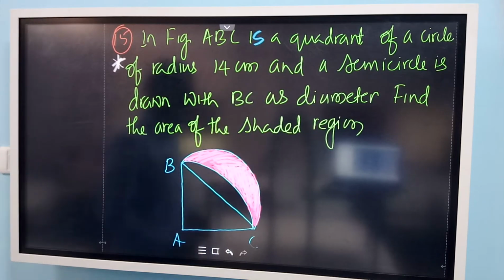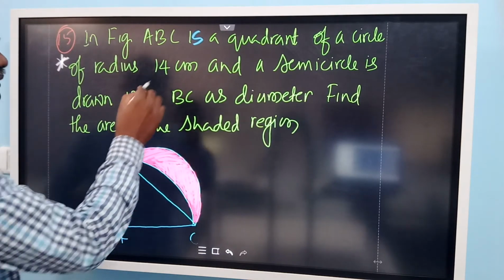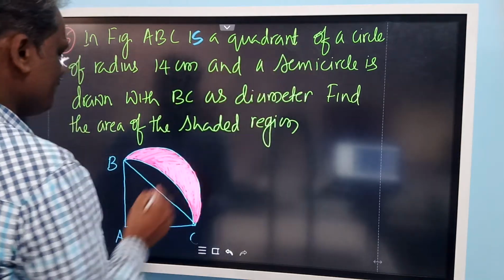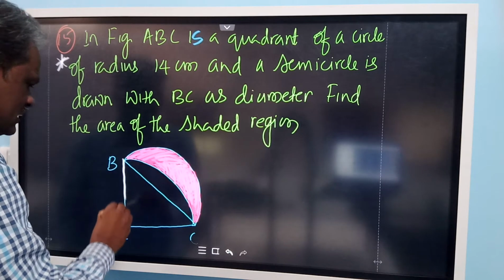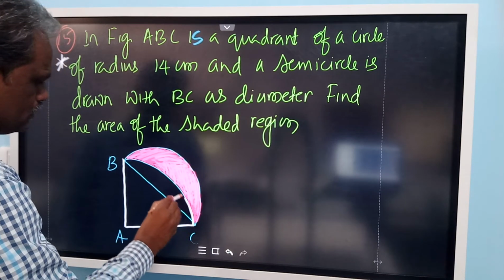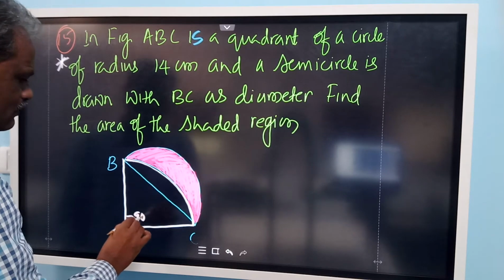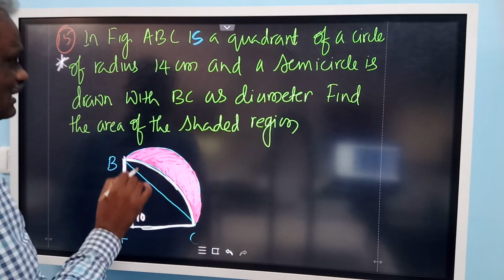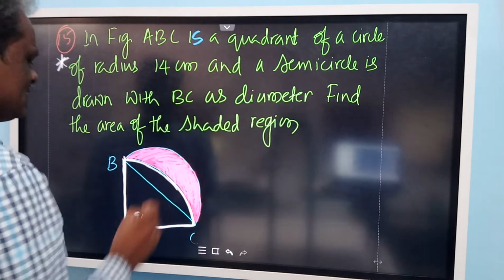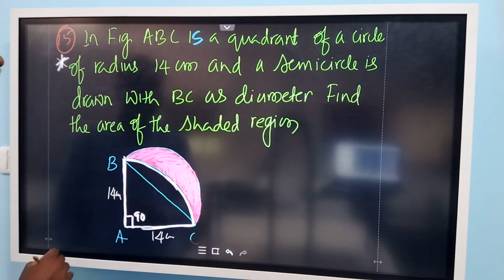Read this, you have to tell me how to do this now. In the given figure, ABC is a quadrant of a circle. Which one? This portion. This is a quadrant of a circle. That means this angle is 90 degrees. So completely, I am writing in white color line. This portion is a quadrant of a circle of radius 14 centimeter. This is 14 centimeter. Then this is also 14 centimeter.